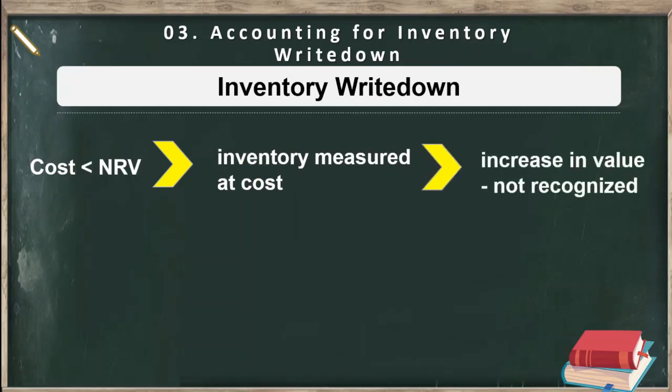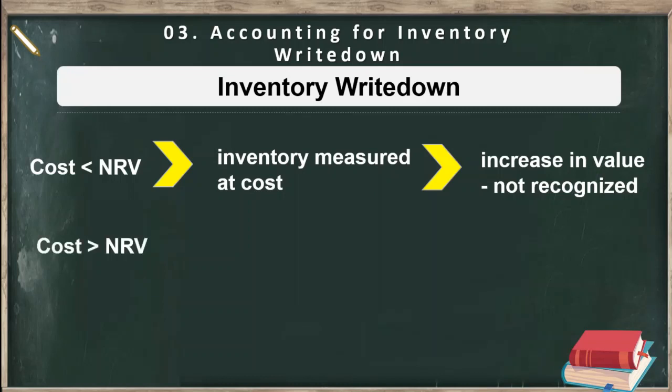So, the increase in value, where the net realizable value is greater, is not recognized. Therefore, again, there will be no adjustments. It will not increase the inventory. It will be recorded as is, as what we have previously recorded.